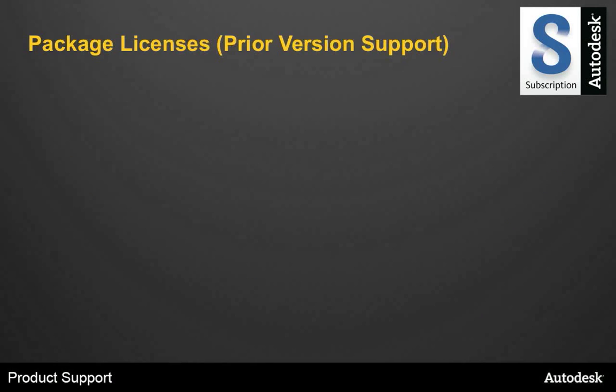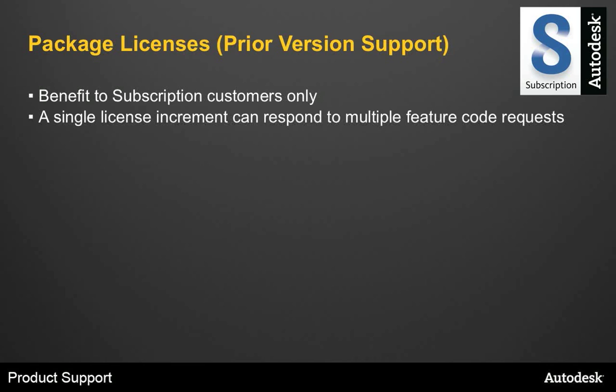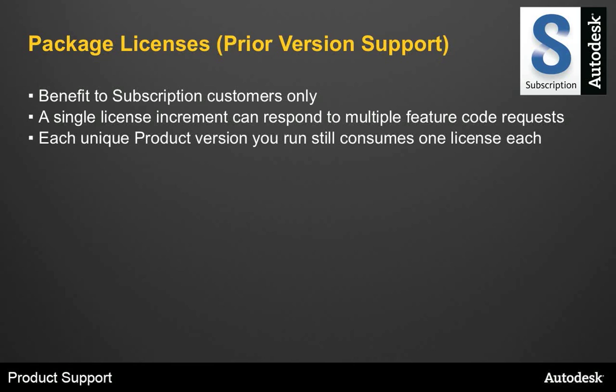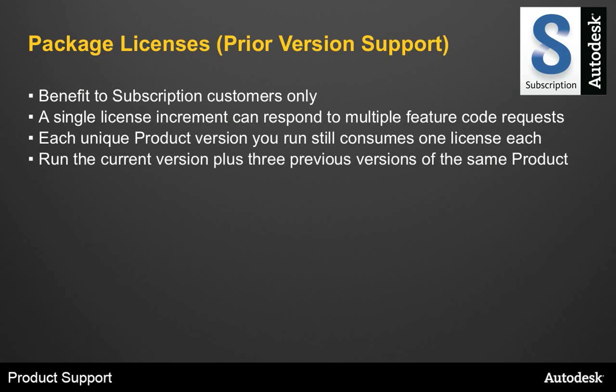Now I want to talk about package licenses. Sometimes we refer to this as prior version support. A package license is a benefit to subscription customers only. If you're not on subscription, you won't receive a license file that contains a package increment. A package allows a single license increment to respond to multiple feature code requests. Each unique product version you run still consumes one license each. However, you're allowed to run the current version plus 3 previous versions of the same product.